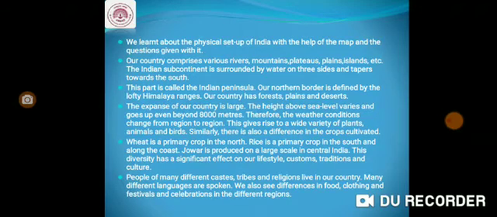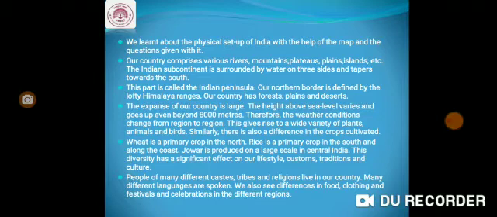Come to your textbook page number 46. We have learned about the physical setup of India with the help of the map and the questions given with it. So we had done two maps. We have learned about the rivers, mountains, plateaus and various other things on the basis of those maps previously. Our country comprises various rivers, mountains, plateaus, plains, islands, etc.